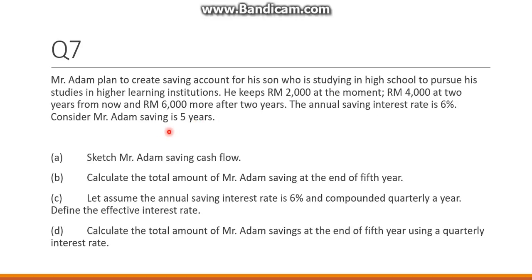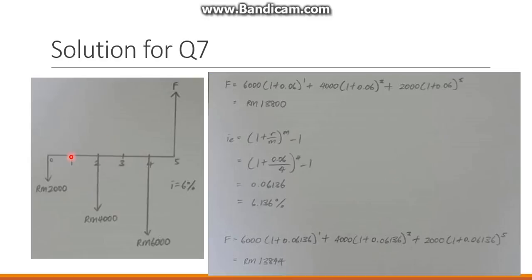First of all, the question requires us to sketch the cash flow diagram and calculate the total amount of Mr. Adam's saving at the end of the 5th year. For the cash flow diagram, 2,000 ringgit is saved by Mr. Adam at the moment, so n equals 0 is 2,000 ringgit Malaysia. At 2 years from now, n equals 2, it is 4,000, and 2 years after, n equals 4, it is 6,000.